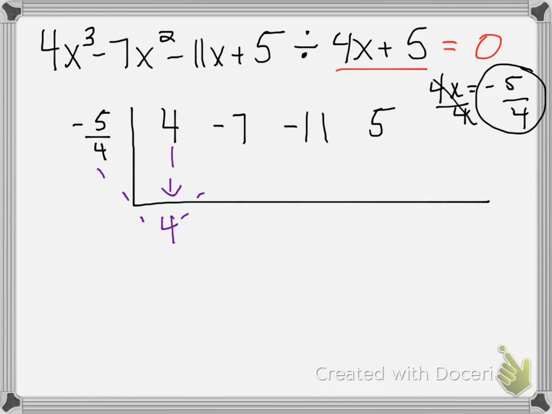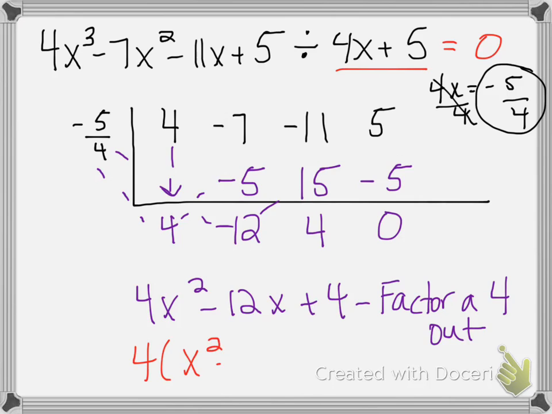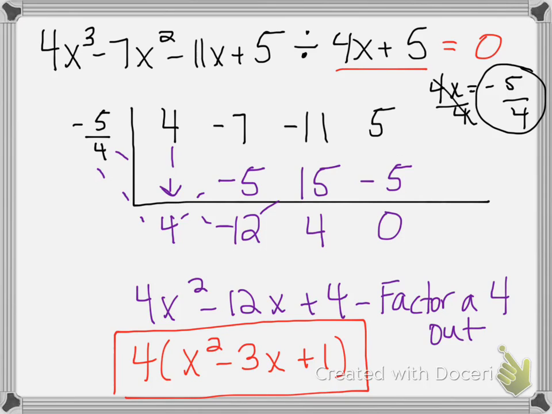So if I multiply negative 5 over 4 by 4, I get negative 5. I add those two things and I continue my process as normal. The one difference about this problem is when you get to the end, remember, we write our equation 1 degree less than what we started, so I'm going to start with 4x squared. If you notice, we can factor a 4 out of this. So that's what I need to do to get my final answer. So my final answer will be 4 times x squared minus 3x plus 1.